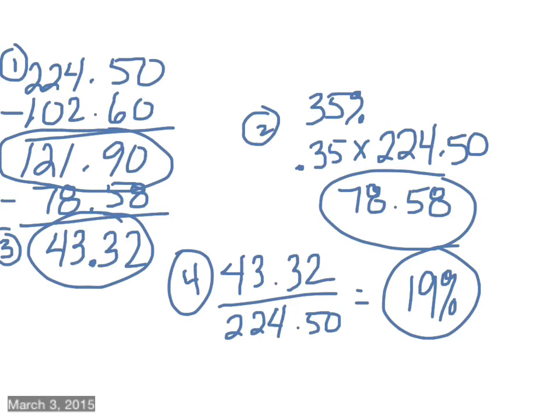Now, all those bigger numbers that I circled up there, not the 1, 2, 3, and 4, but the 121.90, that's the markup. The 78.58, that's the overhead. The 43.32, that is the net profit, and the 19% is the net profit rate. All 4 of those are needed for your answer for number 2. Okay?